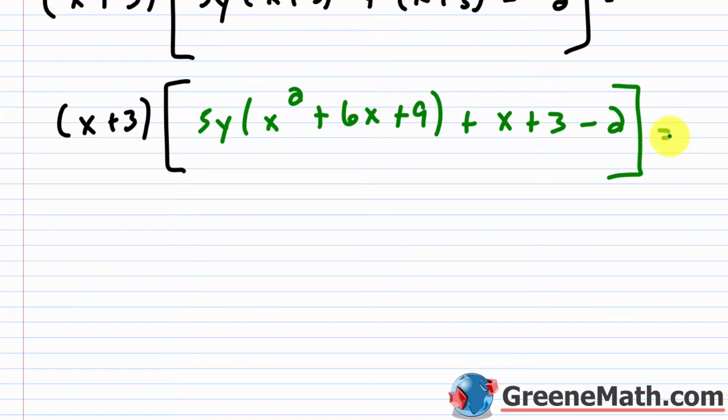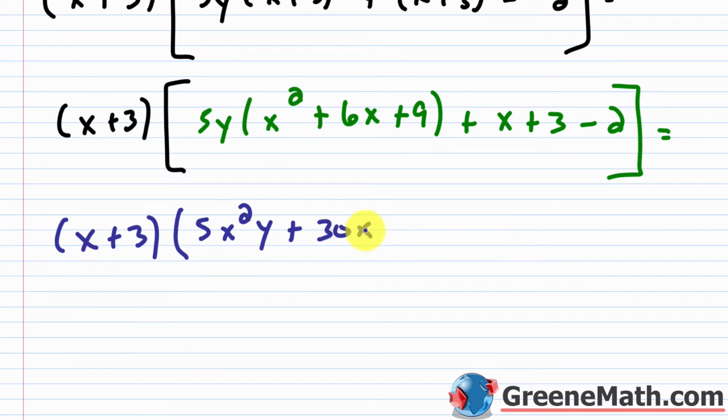Let me put equals. Is there anything in here that we can combine? Well, let's go ahead and see. I'm going to have my x plus 3 on the outside here. Inside, I'm going to have 5y times x squared. Let's write that as 5x squared y. Then plus, I'm going to have 5y times 6x. Let's put 30xy. Then plus 5y times 9. Let's put 45y. Then you're going to have plus x. And then you're going to have 3 minus 2, which is 1, so plus 1.